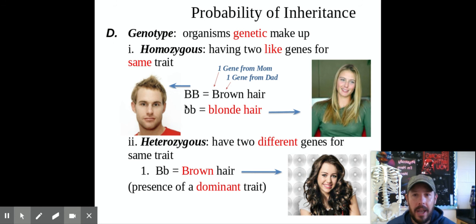So you can see here, Andy Roddick, famous tennis player, capital B, capital B. That means mom and dad both gave Andy the dominant trait for brown hair, so he was born with brown hair. Maria Sharapova over here, another famous tennis player, has blonde hair. That means her mom and her dad both gave her recessive genes, little b, little b. Those are your genotypes. Big B, little b are your genotypes.